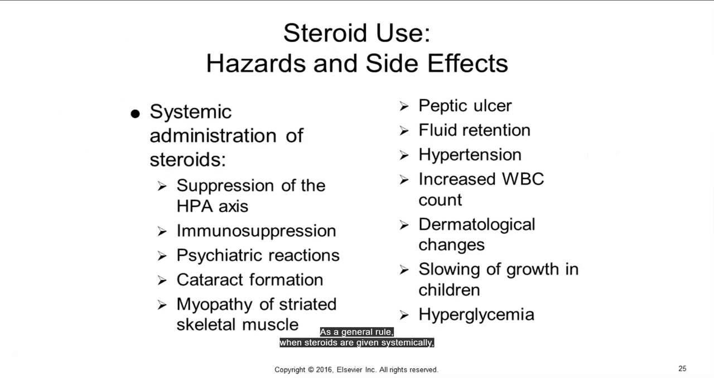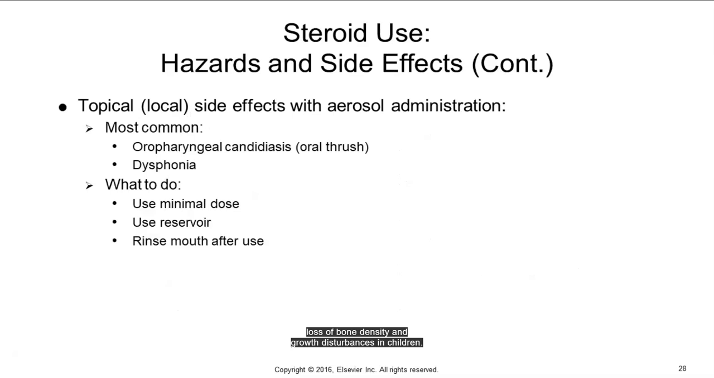As a general rule, when steroids are given systemically, they can not only suppress the HPA axis, but may cause immunosuppression, psychiatric disorders, cataract formation, damage to skeletal muscle, peptic ulcers, fluid retention, hypertension, acne, hyperglycemia, and loss of bone density and growth disturbances in children. In topical or aerosol delivery, most of these side effects are minimized.